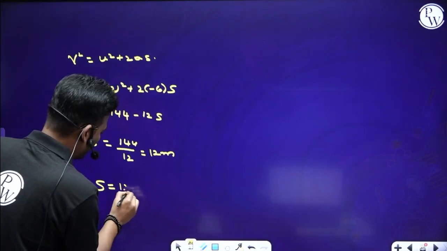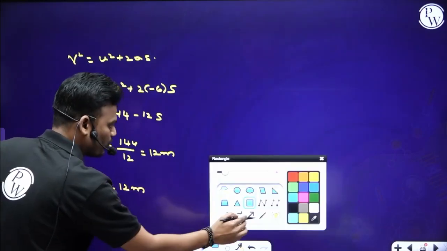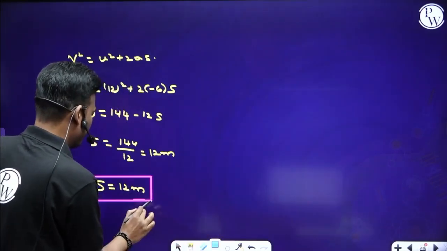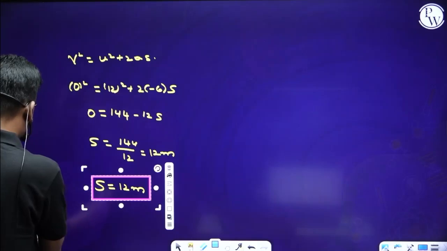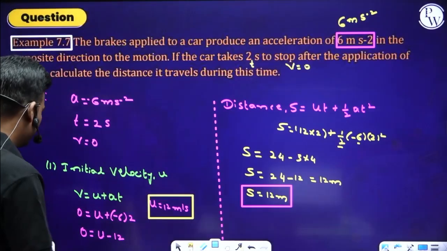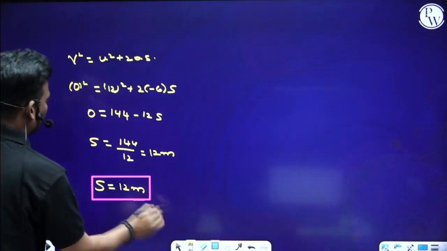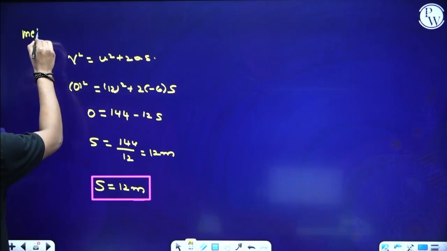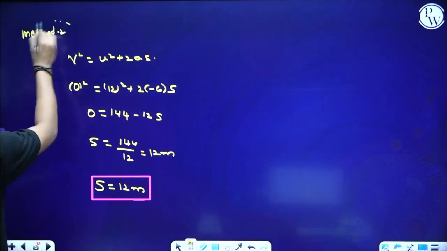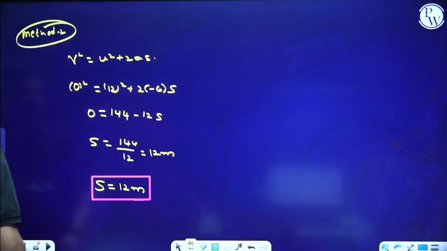So in two methods you can solve the question. This is 12 meter and this is 12 meter, method 2. Whatever you need, you can go ahead with that.